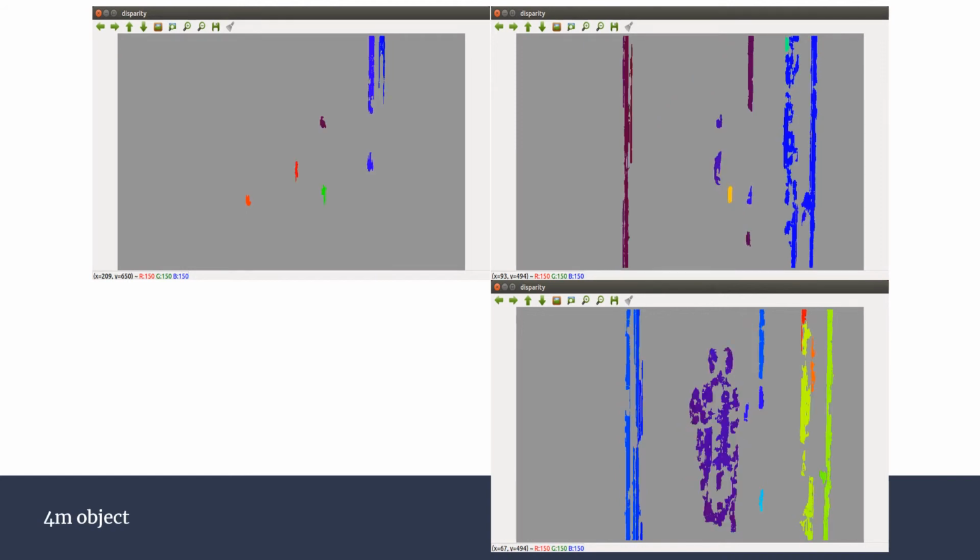And here is an object at 4 meters. The short and middle baselines have almost no information about the object itself, but the long baseline is able to pick up the majority of the object. The purple in the middle you can see as the body.